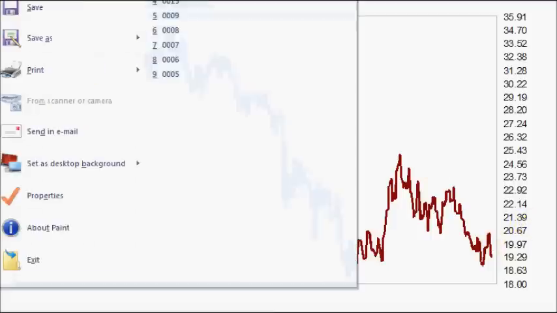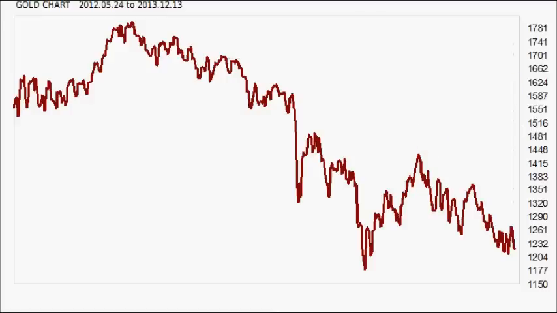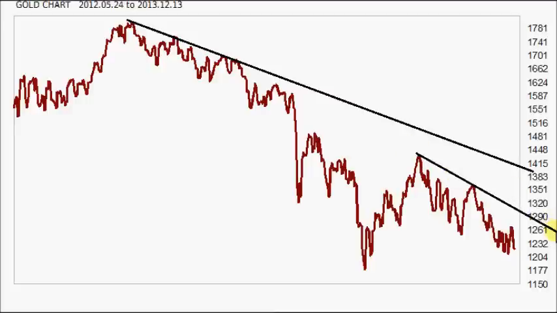Now, the gold chart pretty much looks the exact same. Really no differences whatsoever. If I draw some downtrend lines, same thing. Obviously in a very large bear market.